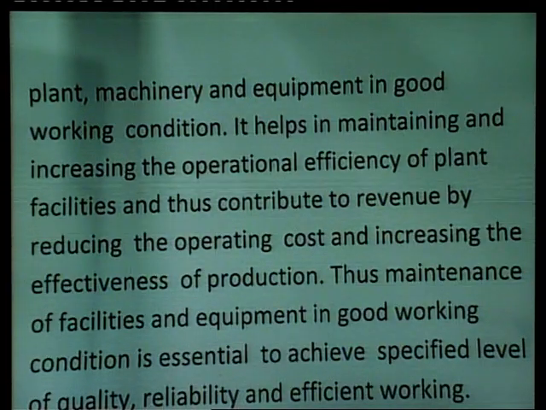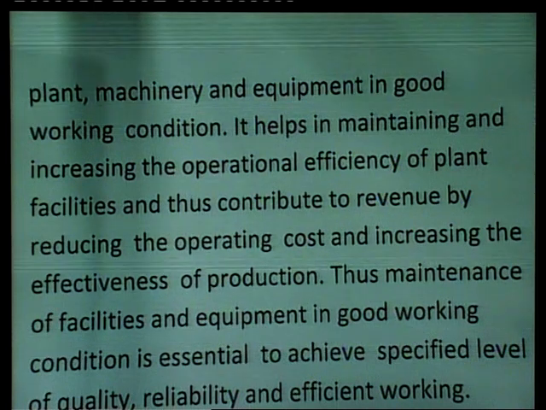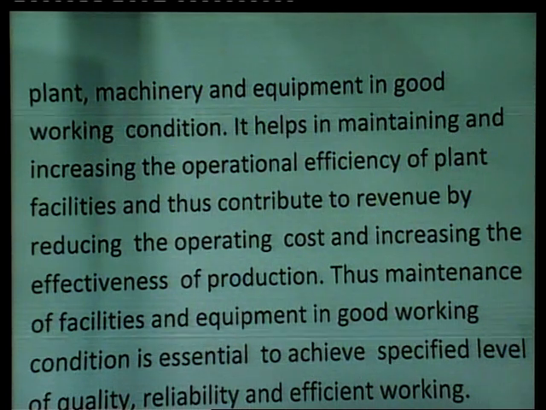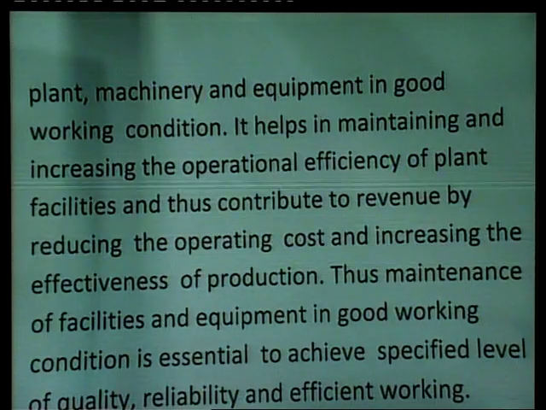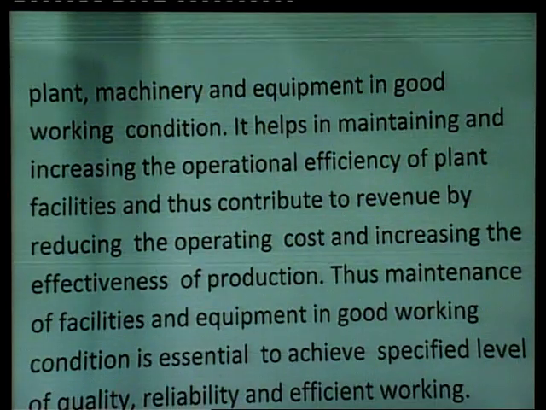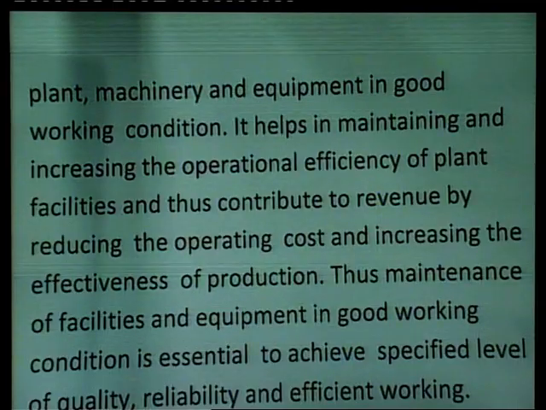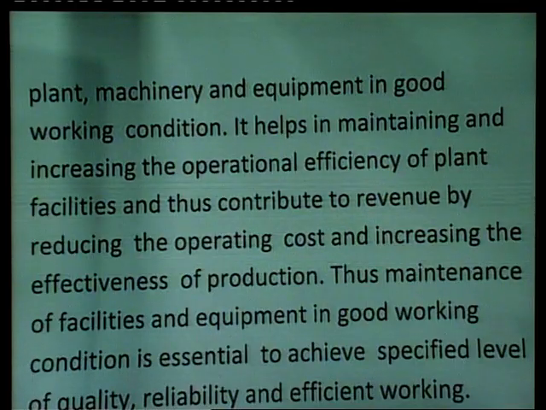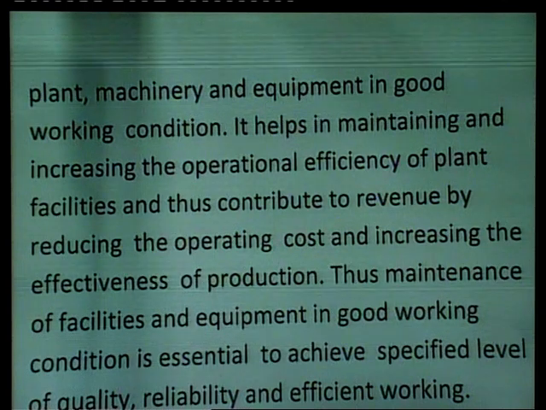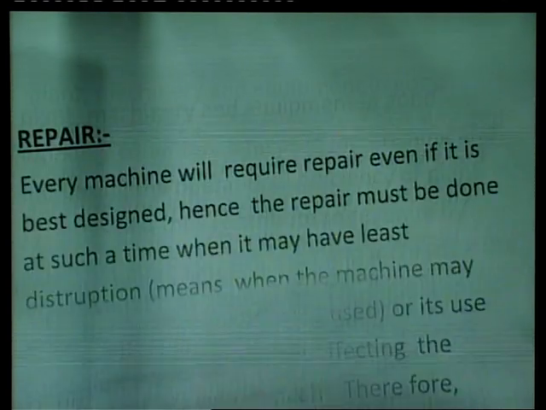Thus, maintenance of facilities and equipments in good working condition is essential to achieve a specified level of quality, reliability and efficient working. So, maintenance is a continuous process to obtain the optimum level of production. So, we have to take maintenance properly of all the working facilities of the plant. So, next is repair.